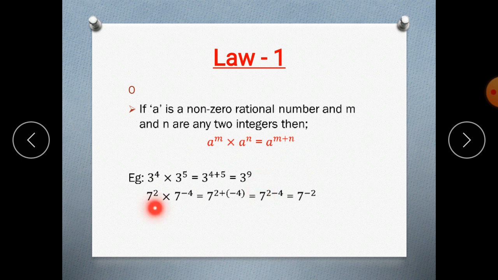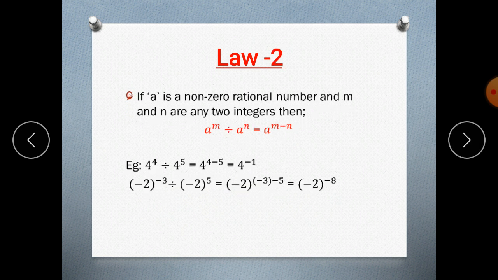In another example, 7 raised to 2 into 7 raised to minus 4 will give you 7 raised to 2 plus minus 4. Plus minus makes minus, so you have 7 raised to 2 minus 4, that gives 7 raised to minus 2. Now next you have the same conditions. With the same conditions, you have a raised to m divided by a raised to n, that is a raised to m minus n. Here again the bases are the same and the powers are different, but there is a change in the sign, that is division. When you have a division sign in between, you have to subtract the exponents, that is m minus n. 4 raised to 4 divided by 4 raised to 5 is equal to 4 raised to 4 minus 5, equal to 4 raised to minus 1.